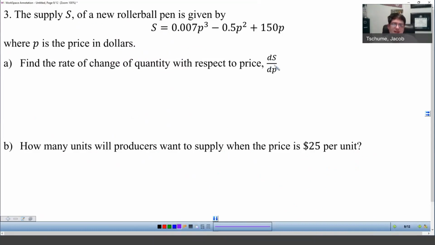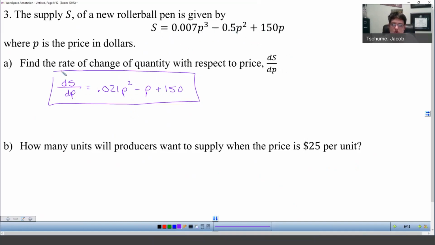So they want us to take the derivative of our S equation in terms of P. That's easy enough. So dS/dP would just be, take the derivative. So 3 times that decimal is 0.021 P squared minus, that just becomes minus P because that becomes 1, and then plus 150. This is our rate of change.